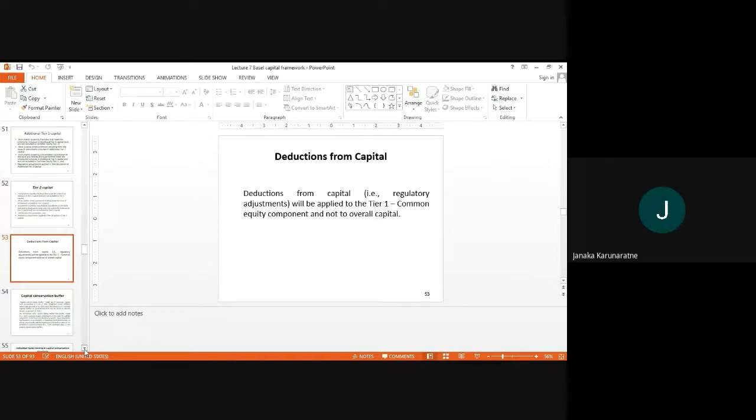But newer codes say there are certain adjustments from tier 2 as well, but many adjustments which were earlier to be made under tier 1 plus tier 2 are now to be made under the common equity tier 1. So those adjustments are to be made from the common equity tier 1. So what does it make? Earlier that 10 needed to be adjusted after addition of tier 1 and tier 2. But now you have to do it under the common equity tier 1.